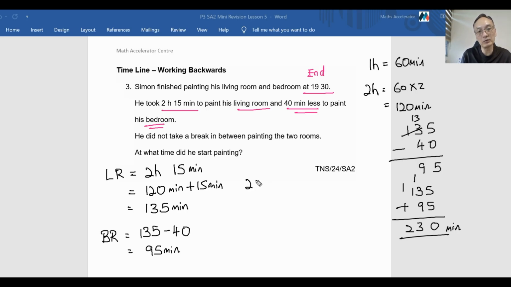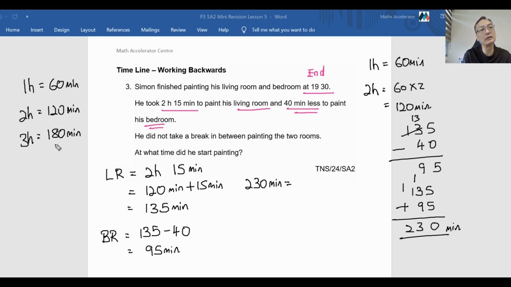So next, we have to convert 230 minutes back into hours and minutes. Okay, so how do we do that? We know that 1 hour is 60 minutes. So we're going to do the multiples of 60 over here. So 2 hours will give you 120 minutes as stated earlier. And 3 hours, we will take 180 minutes.